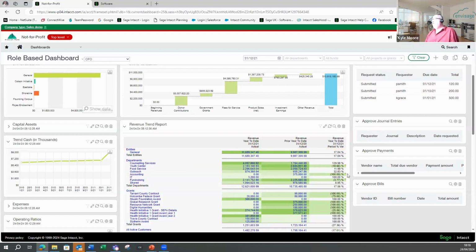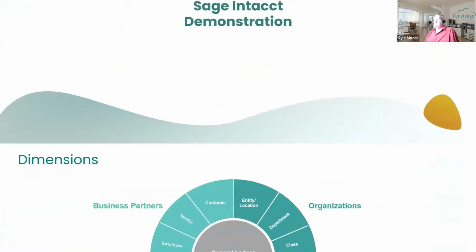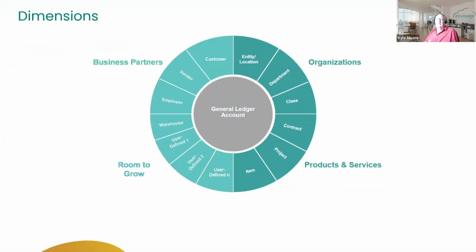Now, if I just show you another slide to demonstrate these dimensions that we talked about, we have our general ledger accounts. We have our business partner dimensions, in other words, customers, suppliers, employees, warehouses. And on the other side, we have organizational dimensions, things like entities, departments, classes. In the example that I showed you for non-restricted and restricted funds, we can use that throughout the system. And we also have room to grow, so we have user-definable dimensions that we can use on the system.